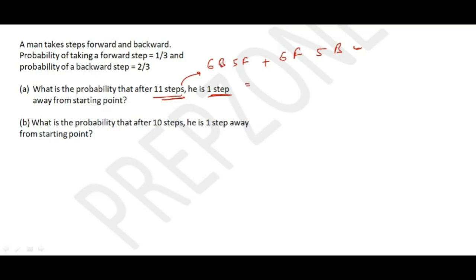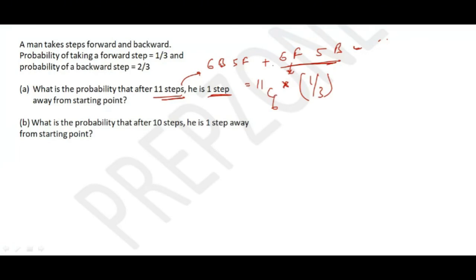Ayush, move on. So out of 11, we choose 6 steps if forward, so 11C6, and we put the probability of forward in it, so 1/3, and the remaining steps, 11C5. No. Just 1 minute. So let's consider this case first, right? That 6 forward and 5 backward. What will be its probability? How will we find it?